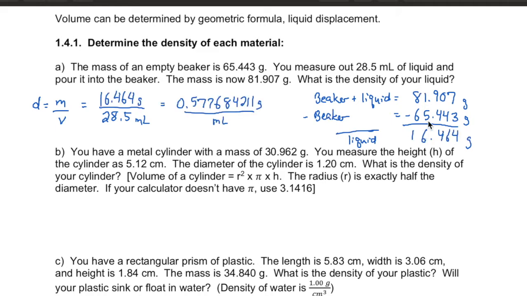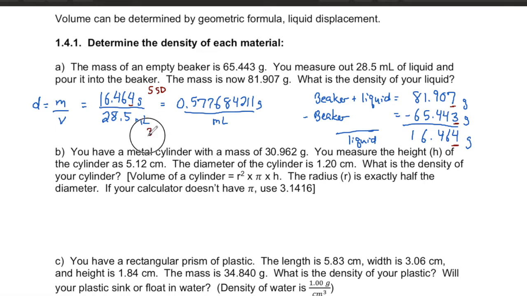All right, so if I subtract the beaker from the beaker with liquid, I get 16.464 grams of liquid. Now I can put that as my mass, divide it by volume, and get the density. I have a whole bunch of digits. Let's take a quick look at our significant digits, which we are about to get to later in the chapter. When you subtract things, the significant digits are based on place value. So these both go 3 past the decimal, so we can use 3 past the decimal in our answer. That gives this 5 significant digits.